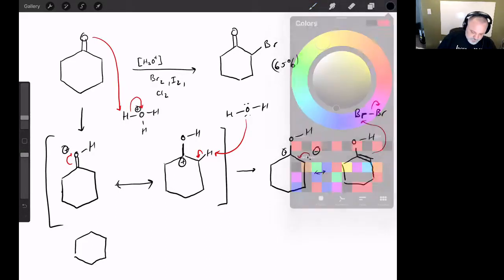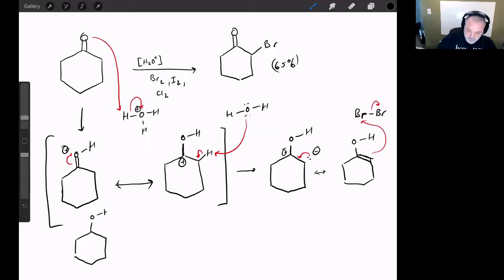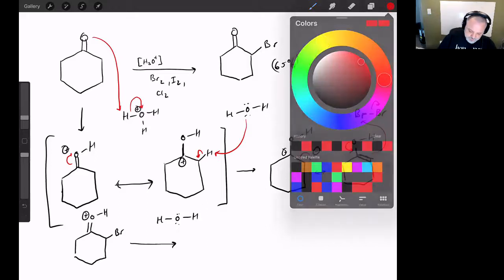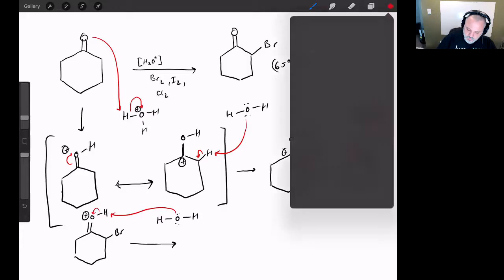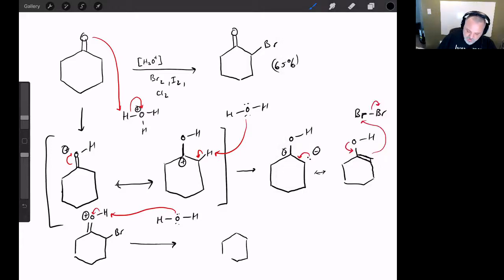Now this gets my bromine attached. Now water can come along and do a final deprotonation to reform the ketone. And now I have an alpha halogenated ketone. So the first part of the mechanism involves the tautomerization. That's this part, up to here. And then the enol acts as a nucleophile, and that starts here.